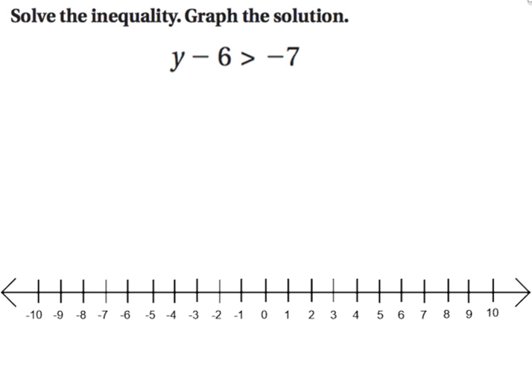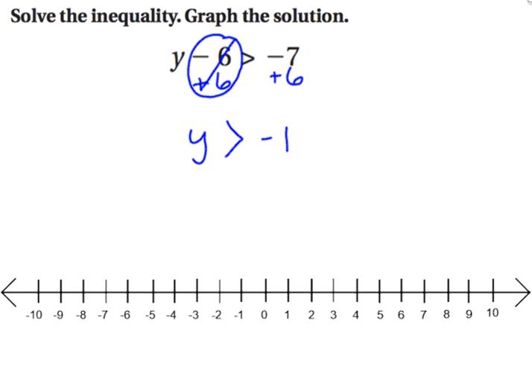To get the variable by itself, we're going to add 6 on each side. So negative 6 plus 6 will cancel because there's 0 pairs. We have y on the left-hand side. Negative 7 plus 6 is negative 1. And then we're just going to keep that inequality symbol just like it is. So we get the inequality y is greater than negative 1.